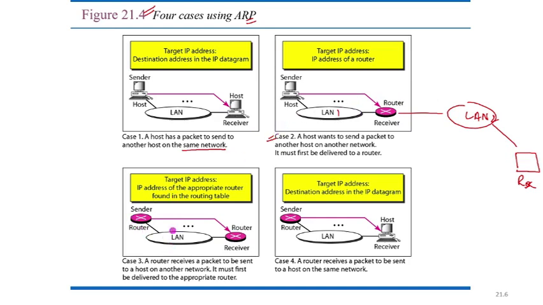The third case is router to router. So it's not like only one router is there. Suppose there is another router, so the sender will be sending to the router. This router will be sending to another router, router 2. Then this router will be sending to the receiver or the destination. And here the fourth case, a router is sending to the receiver.